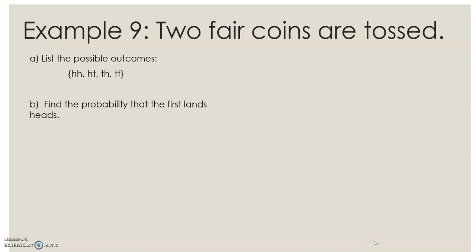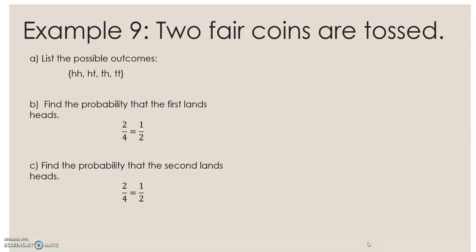Find the probability that the first lands heads. Looking at our possible outcomes, 2 of the 4 work, and that probability is 1/2. Find the probability that the second lands heads. Again, reading from our outcomes, in 2 cases, the second one landed heads. Out of 4, 2/4 is 1/2.